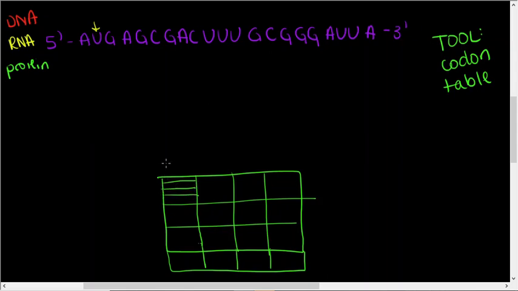And you're going to have a sequence on one side, like AUG, and then it'll say MET on the other. So this part is called the codon. A codon is a series of three bases. The other side, like MET, that's the coded amino acid.